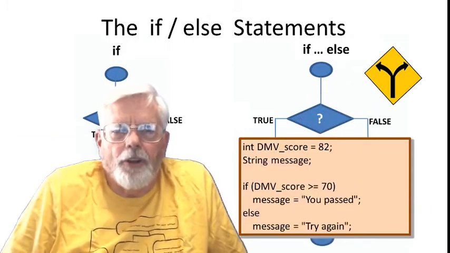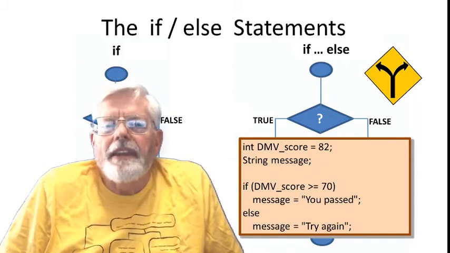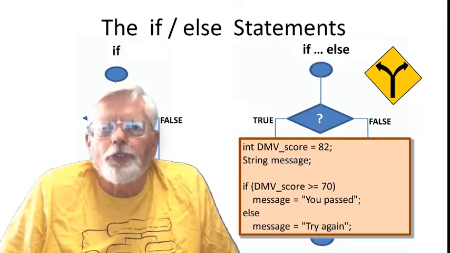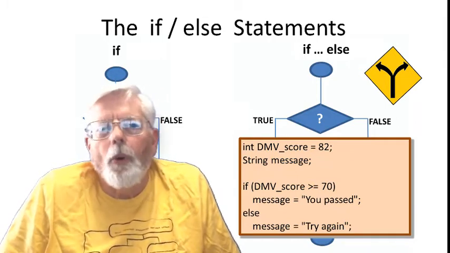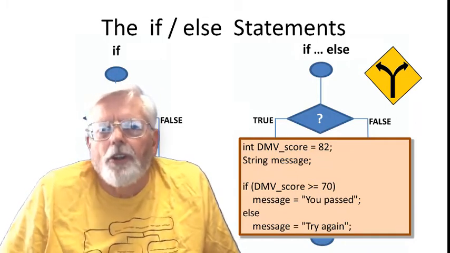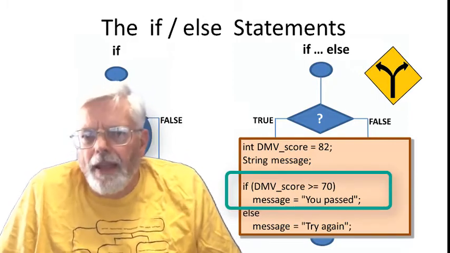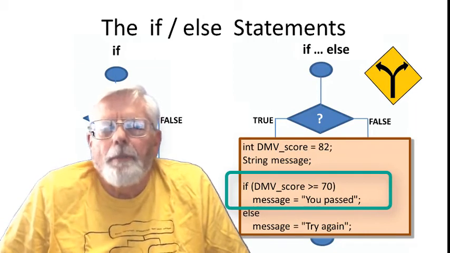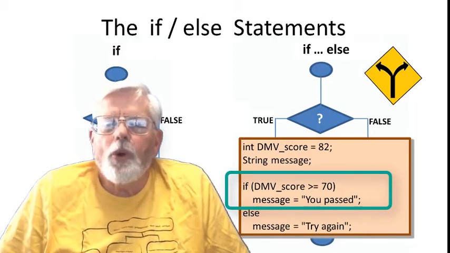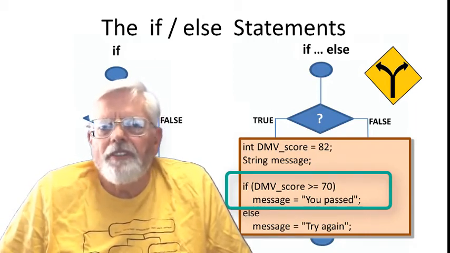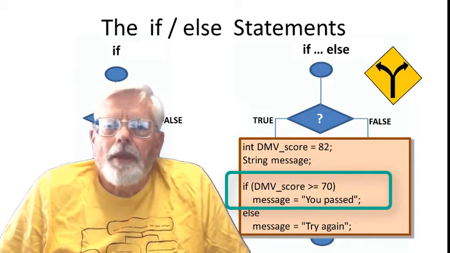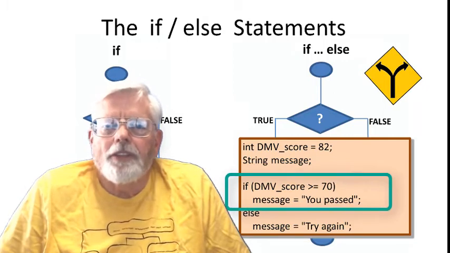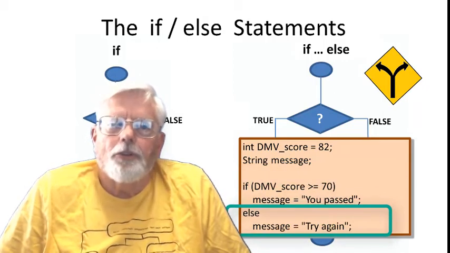How about a different scenario? At the DMV, let's say you have to get a score of 70 points, 70% or greater. So we're going to come down here, and here's my score, and I have a string variable named message. If the score is greater than or equal to 70, I'm going to set my message to you passed. Otherwise, I set the message to try again.